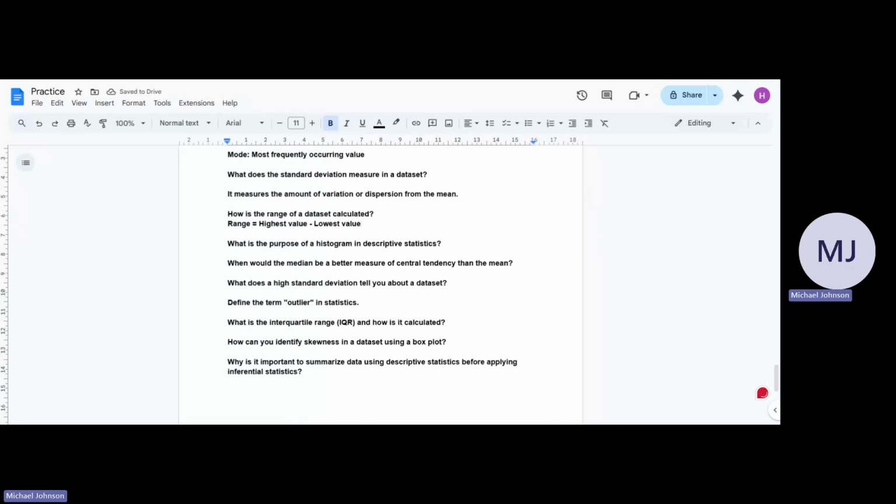What is the purpose of a histogram in descriptive statistics? It's to visually display the frequency distribution of a data set.